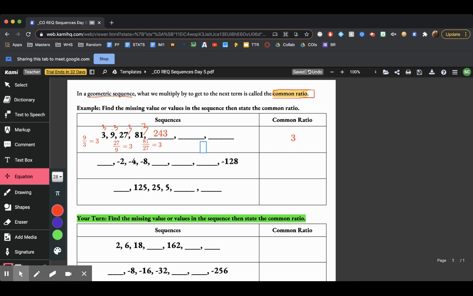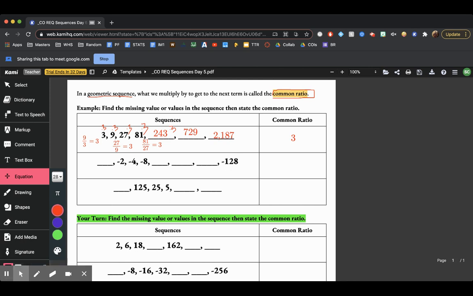Now 243 multiplied by 3 gives me the value of the next term, which is 729. And then we're going to do 729 multiplied by 3, which is going to give me the value of the last term here, which is 2187.